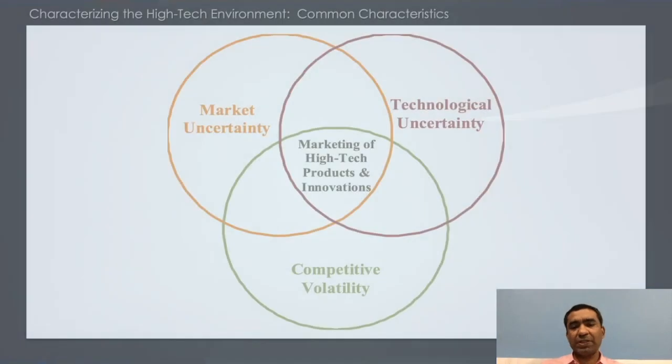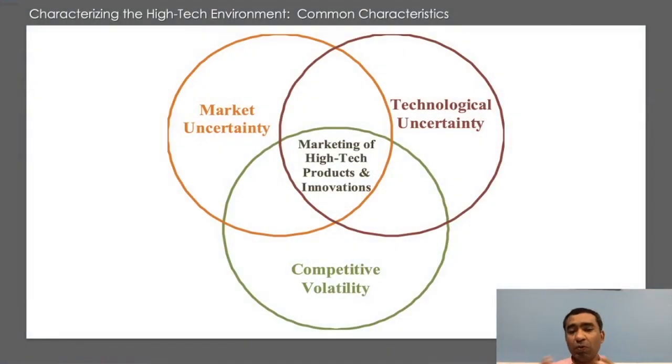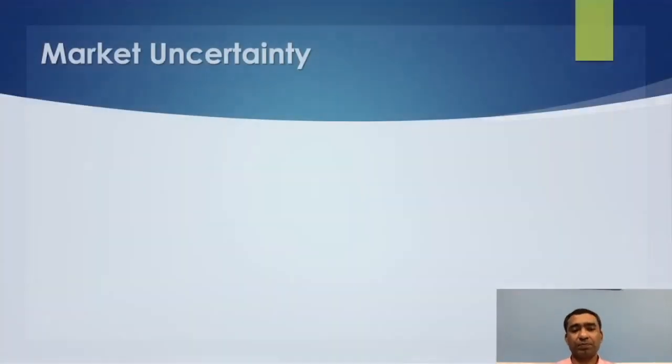Here I want to mention one more thing. Once you overcome all these three areas, where they intersect is the marketing of high-tech product or innovation. That is the sweet spot. That is the area where we are trying to focus. We are trying to reduce the market uncertainty, we are trying to reduce technological uncertainty, and we can also enhance this volatility. Okay, so let's move on.